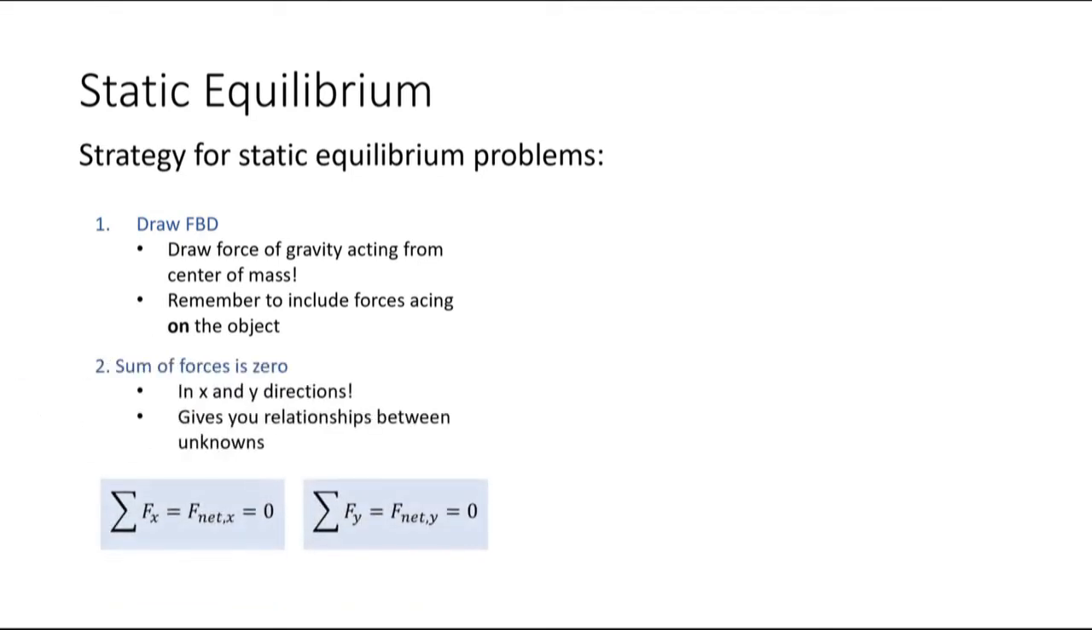Okay, so next thing, we know that the sum of the forces is equal to 0. And so we'll have to break up all of our forces that we drew in our free body diagram into their x and y components. And this will give you some relationships between the things we know and the things we don't know.